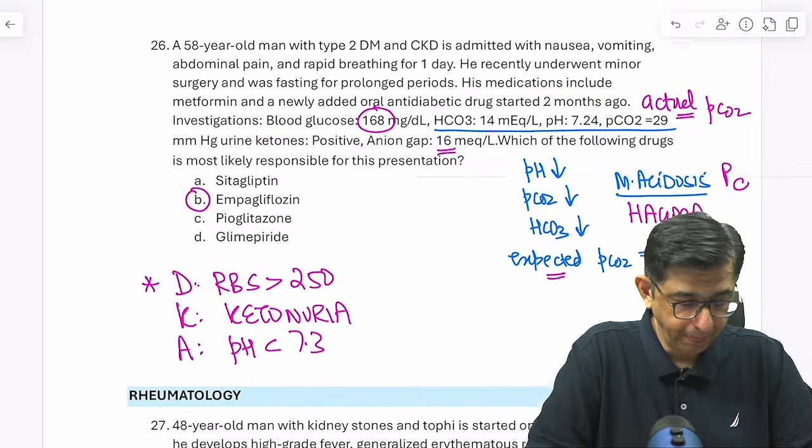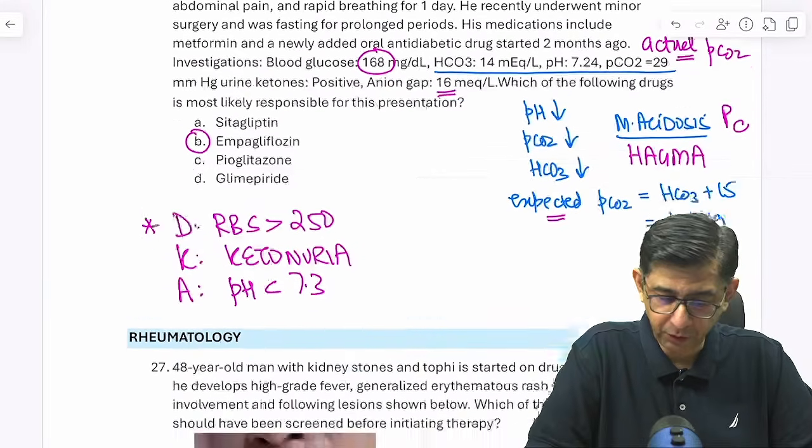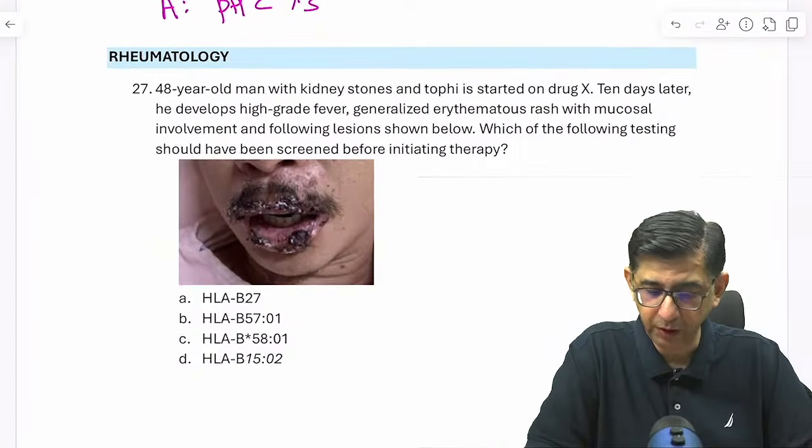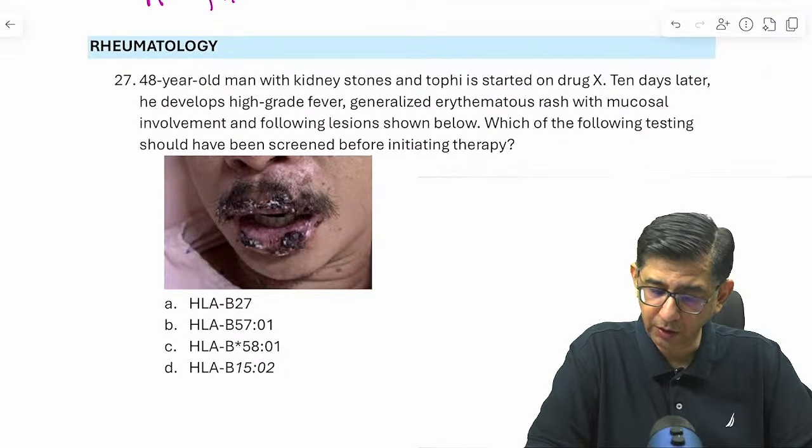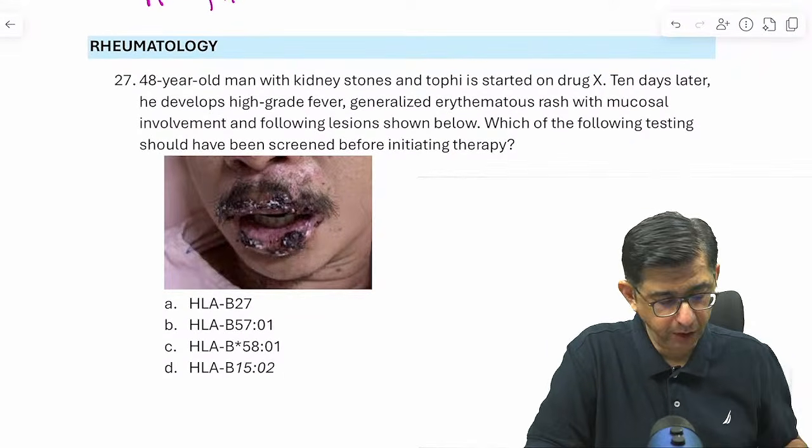Okay. I think we sorted the 26th, we go to 27 at the moment. This guy started on a drug which will obviously be allopurinol.